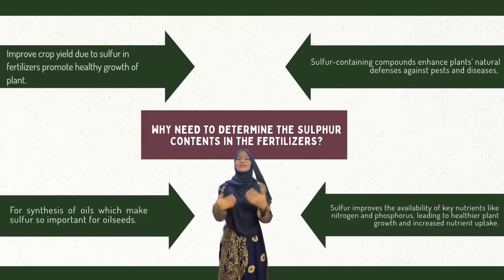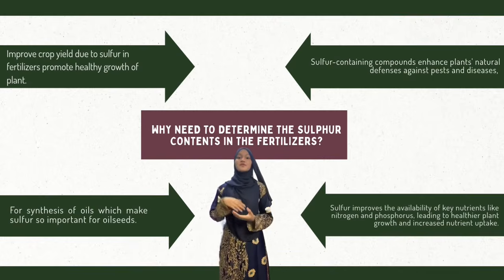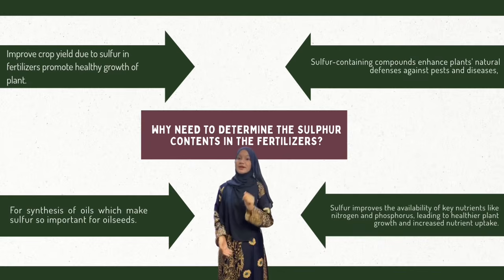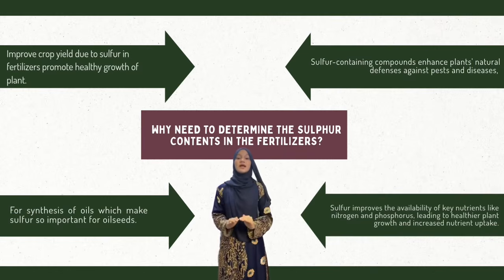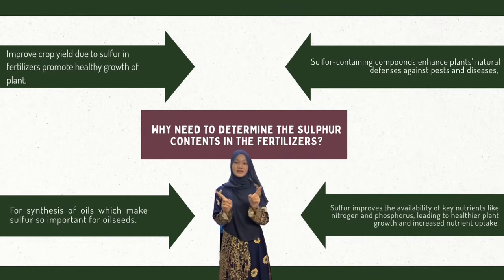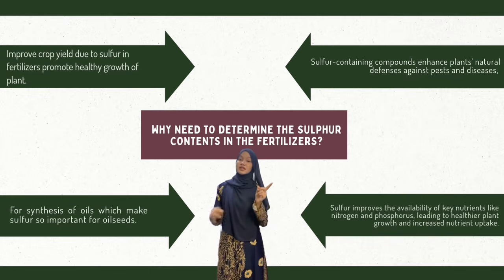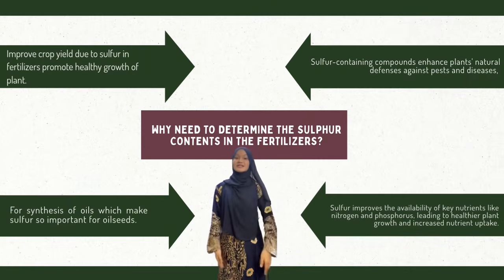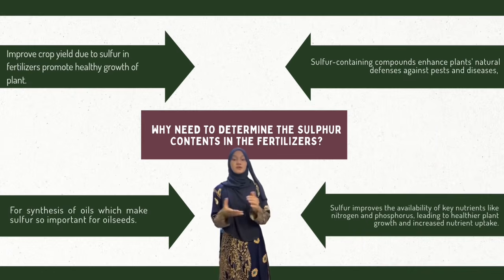Why do we need to determine sulfur content in fertilizers? Firstly, determining sulfur content helps improve crop yields as sulfur in fertilizers promotes healthy plant growth. Moreover, sulfur-containing compounds enhance plants' natural defenses against pests and diseases, which decreases the reliance on pesticides and fungicides. Additionally, sulfur improves the availability of key nutrients such as nitrogen and phosphorus, leading to healthier plants and increased nutrient uptake. Finally, sulfur is crucial for synthesis of oils, making it especially important for oilseed crops.